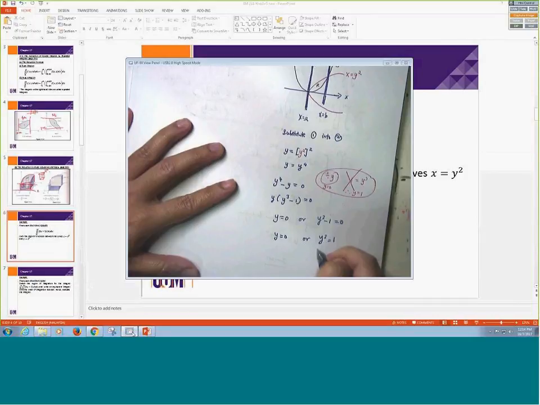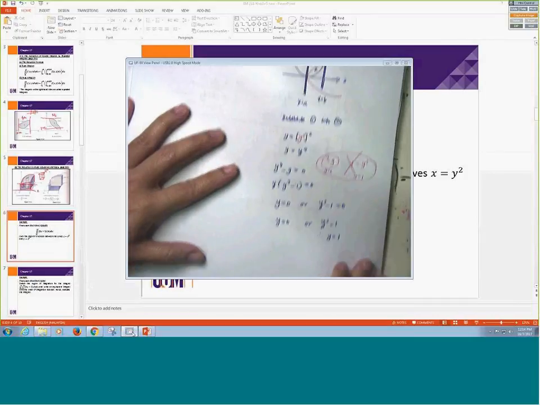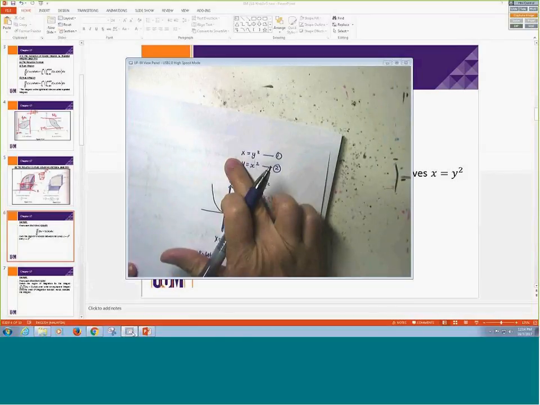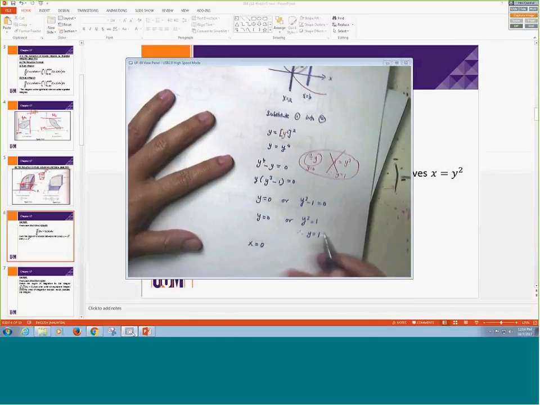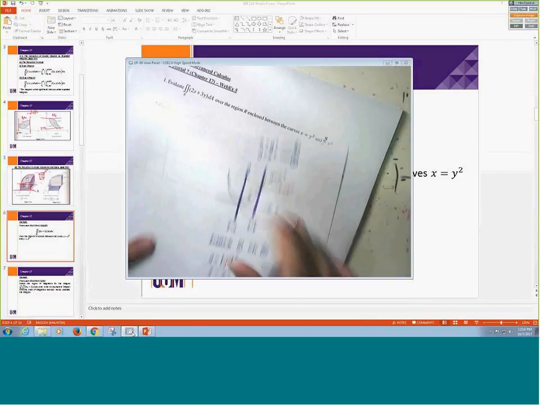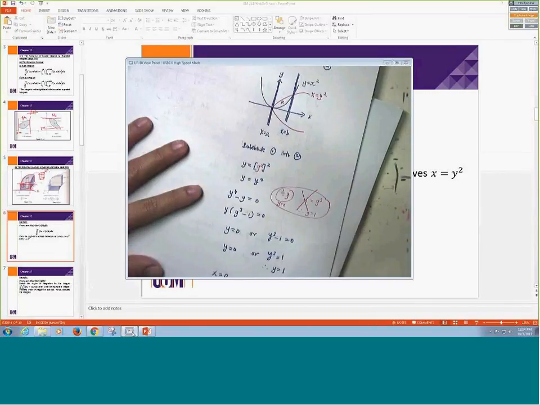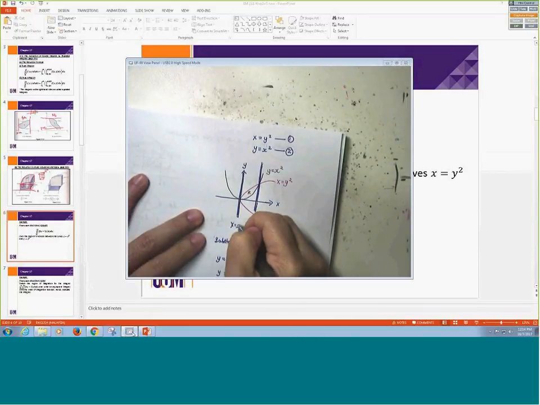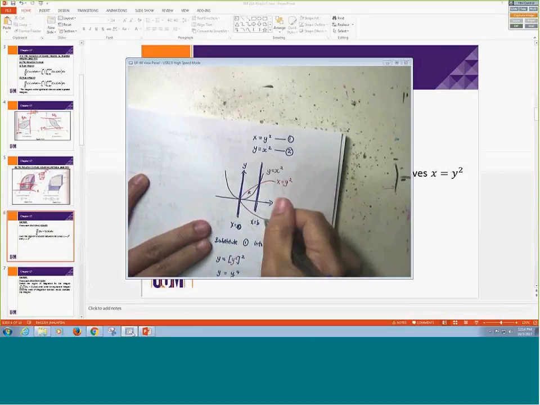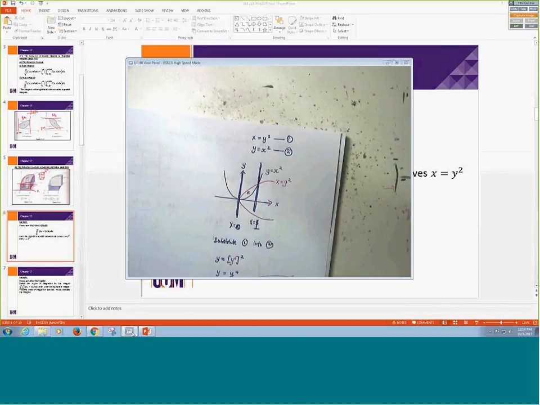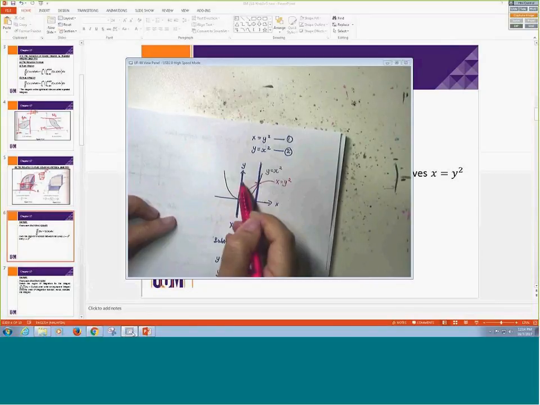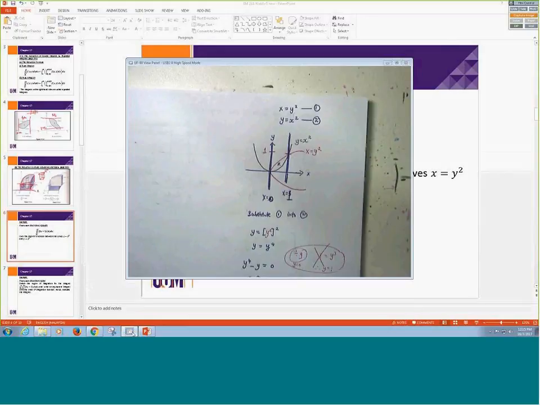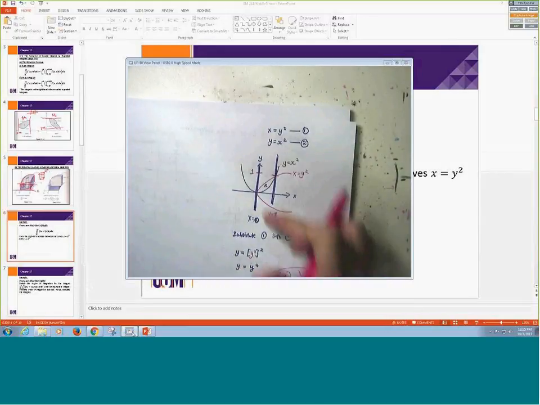In other words, y equals 1. When y is 0, x is also 0. When y equals 1, x equals 1. So it means the intersection points are x0 and x1, the same as the line here, y0, y1. So now we have the intersection points, x from 0 to 1.